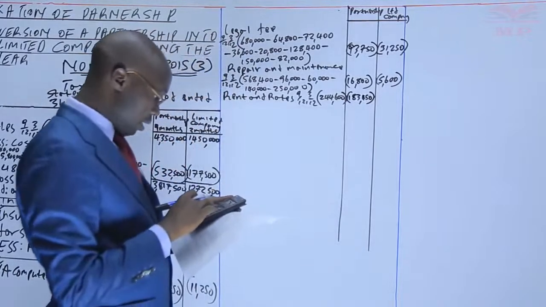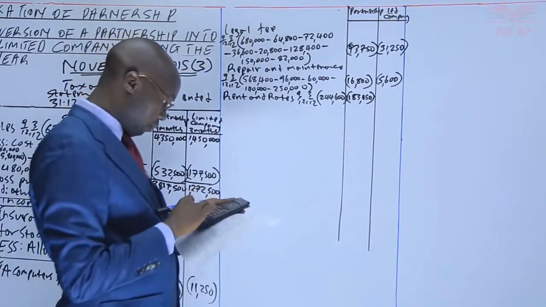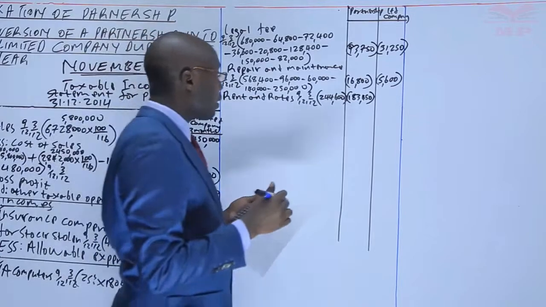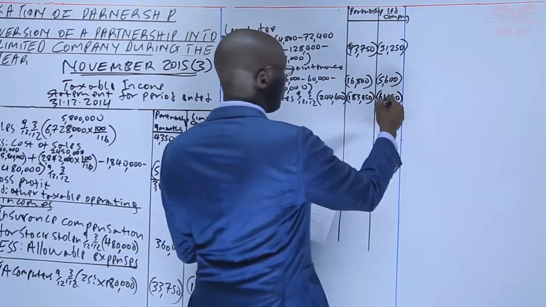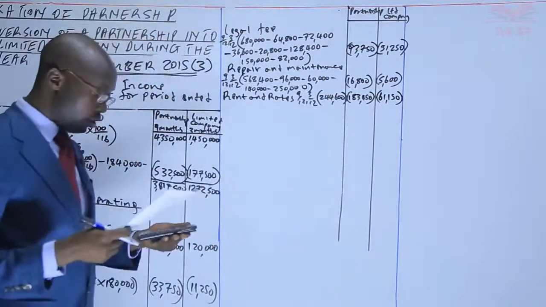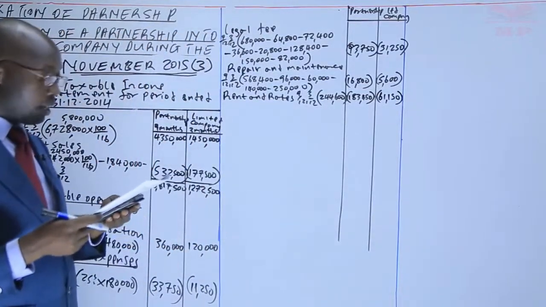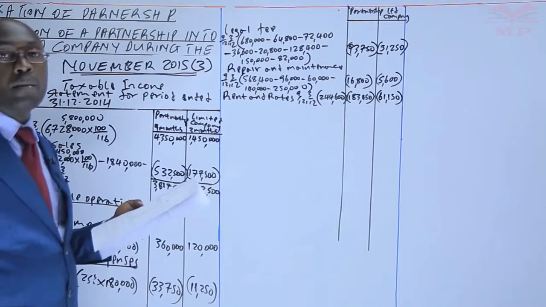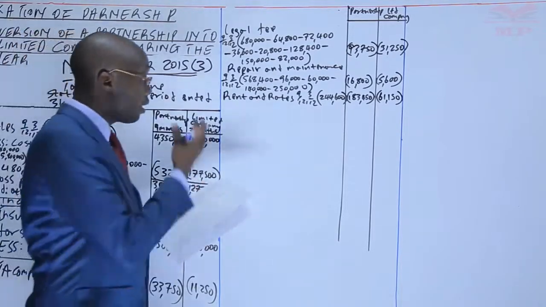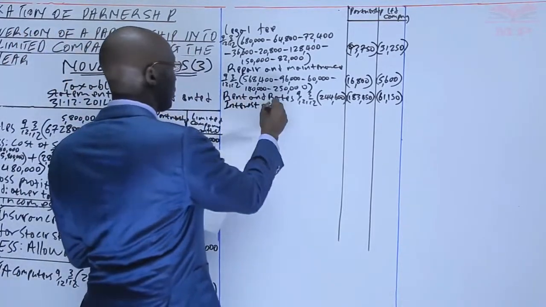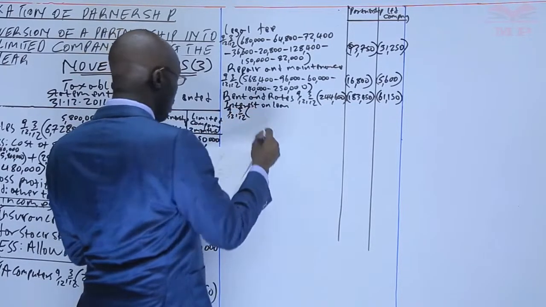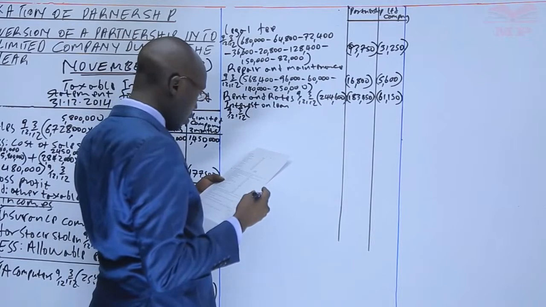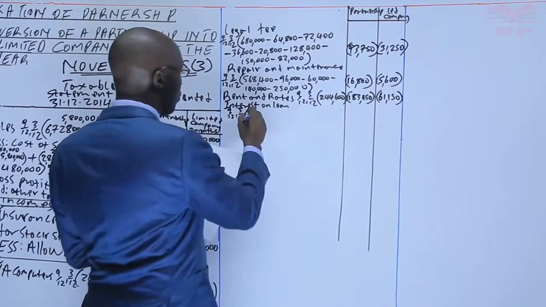The other one would be 3 over 12, 61,150. And then we continue after rent and rates. Interest on loan. Interest on money borrowed, we said, is allowable expense. So interest on loan, which we take again 9 over 12, 3 over 12, of the interest on loan overall is 166,200.